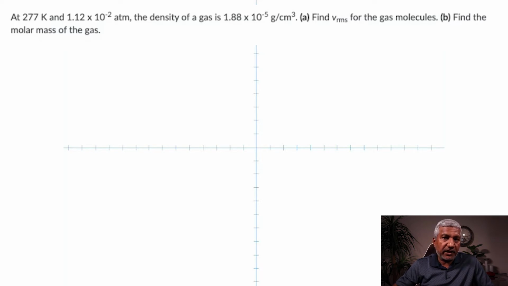Now, this is where, you remember, I told you there are two formulas to calculate the RMS speed. One is square root 3RT by M. The other is square root 3P by rho. 3 times P by rho. So here, you also have to find the molar mass, which we can do.